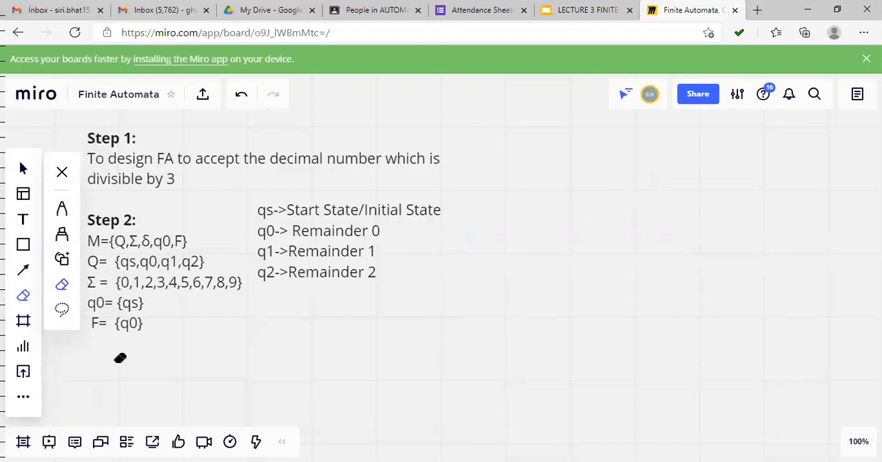Students, is there any doubt till now? So now we are designing the machine, and we have found what is Q, summation, Q0 and F. Is there any doubt? Clear, ma'am? Clear? Okay, so we'll move on then. Now this is my step 2. Now we'll move on to step 3.